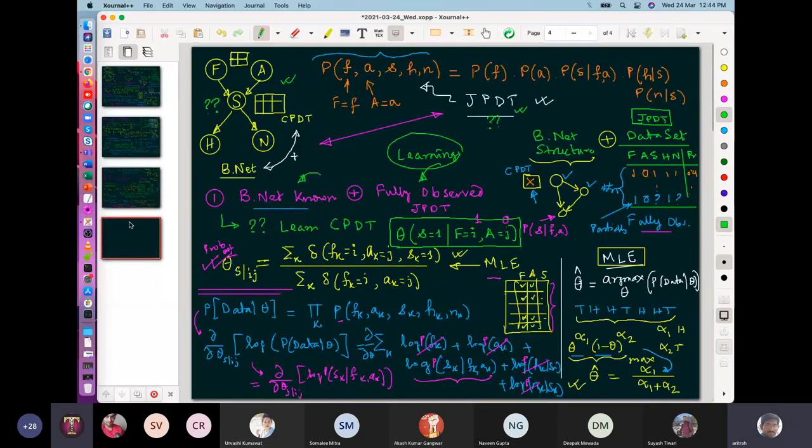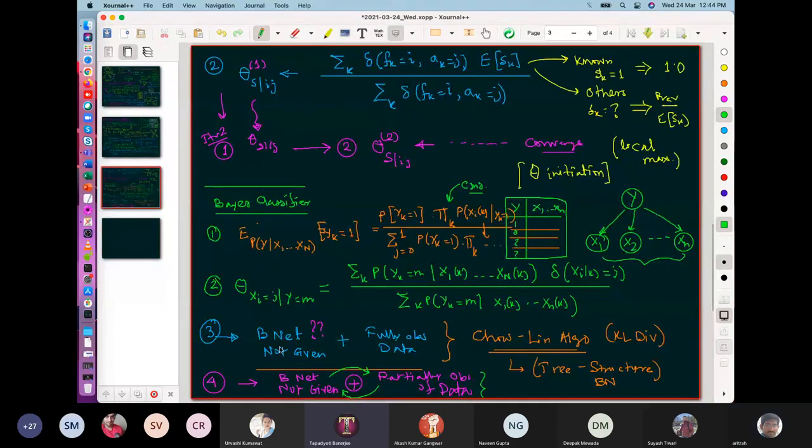Sir, can you please restate the fourth part again? What is the original statement? The fourth part is that the Bayesian net is also not given. Your data is partially observable, meaning some of the entries are not there. How can you construct the Bayesian net, or learn the Bayesian net to be more precise, and also learn those CPDTs which cannot be found directly from the partially observable data? Okay, thank you, sir.